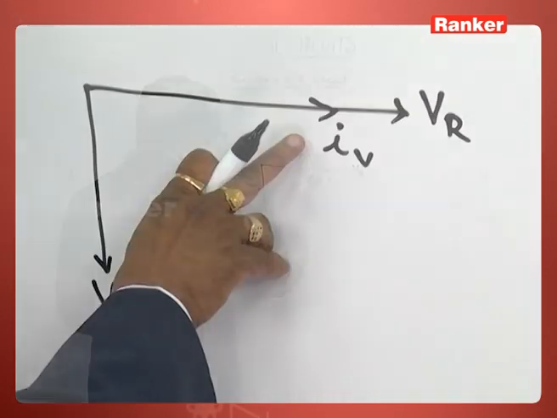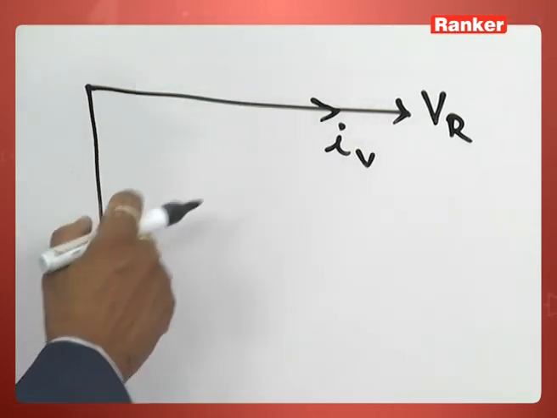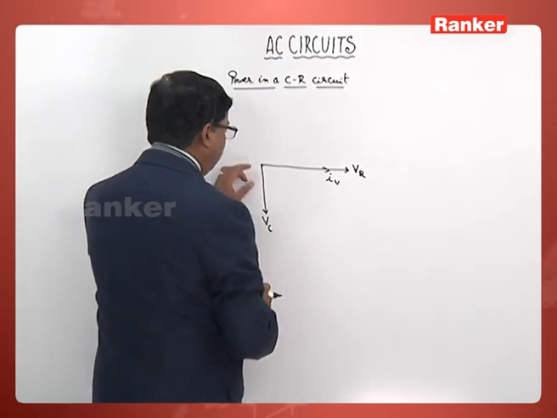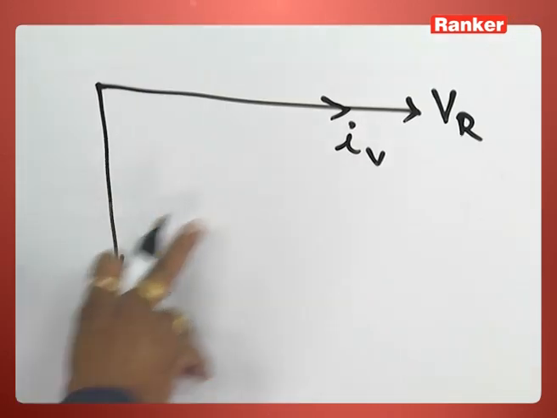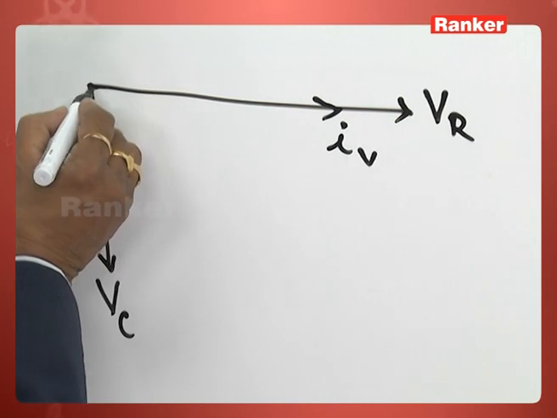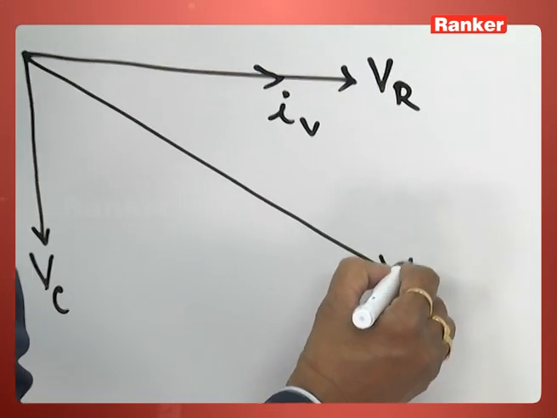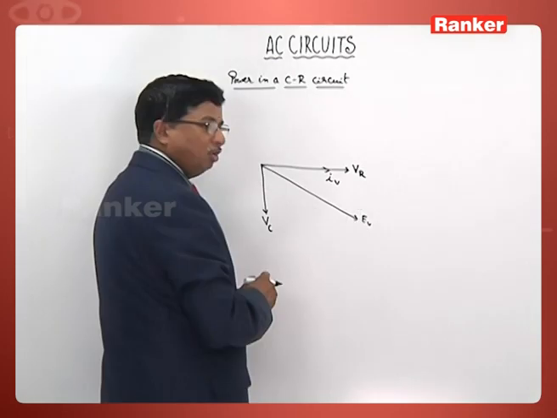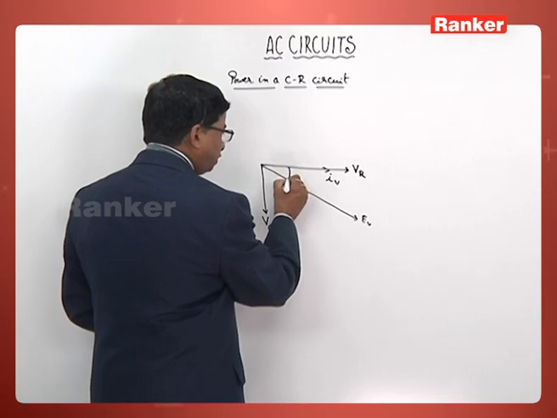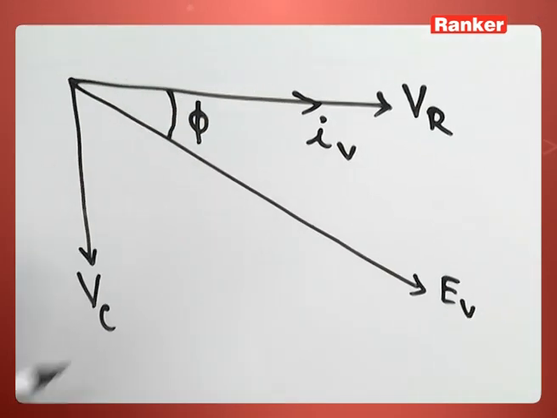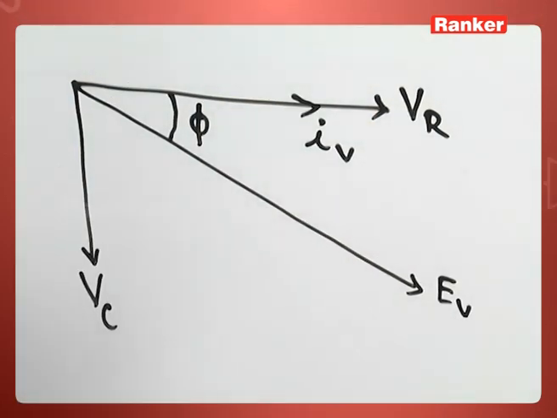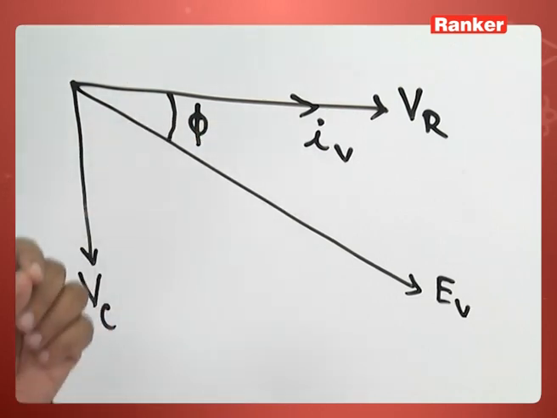That means this virtual value of current is leading VC by 90 degrees. Then automatically VC should be drawn downward. Now VC and VR are mutually perpendicular to each other. Then what would be the value of virtual EMF? The virtual value of EMF can be taken as making an angle phi with the direction of VR. Now if you look at this equation, what exactly is the value of cos phi?